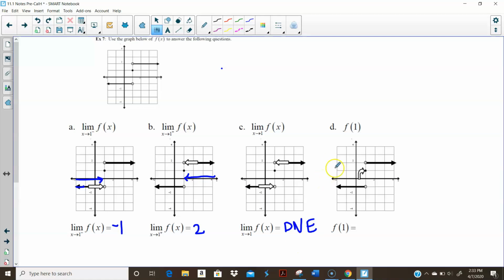f of 1. This means we are going to evaluate the graph. We're not finding the limit. We're just figuring out what is f of 1. So when x is 1, we come over to 1, then f of x is equal to that point right there, which is at 1.